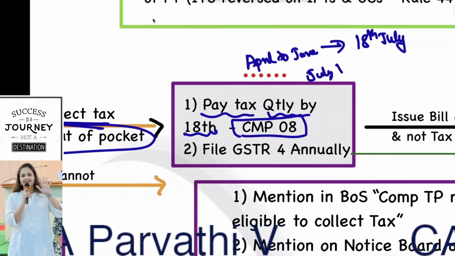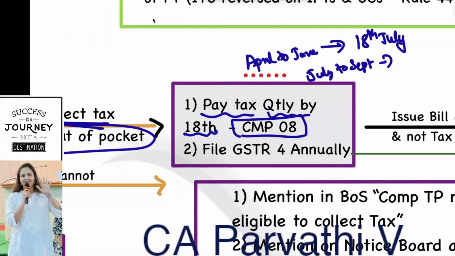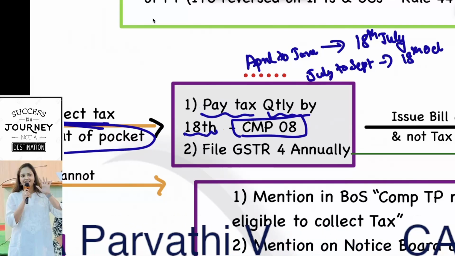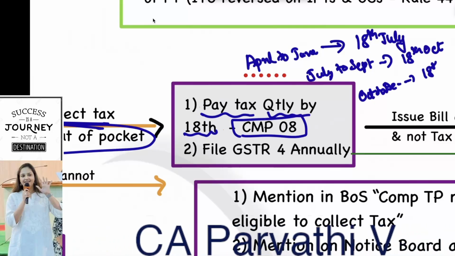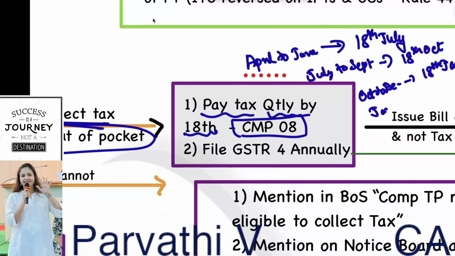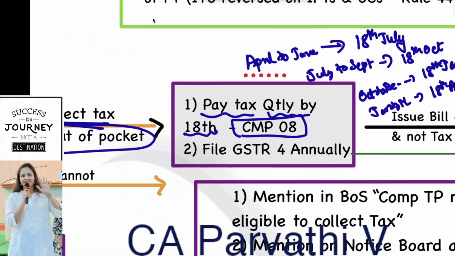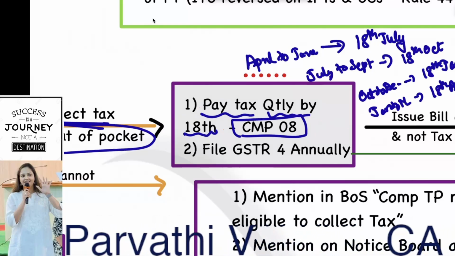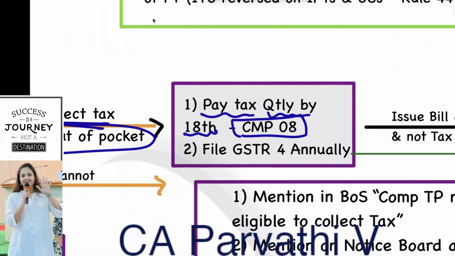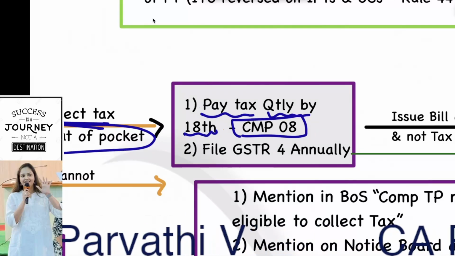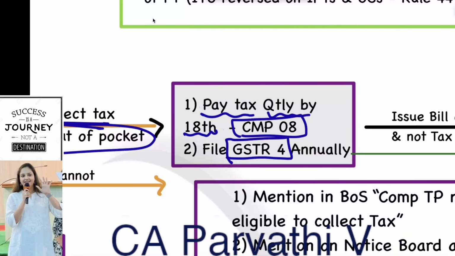Similarly, for July to September, he will be paying taxes quarterly on or before 18th October. October to December, on or before 18th January. January to March, on or before 18th April. So this is how a composition registered person will be paying taxes. That is basically quarterly, and the due date to pay the taxes is on or before 18th of the month following the quarter. In addition to this, he will have to file a yearly return in form GSTR 4.